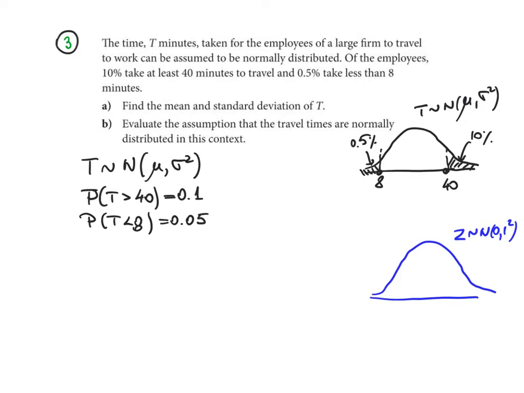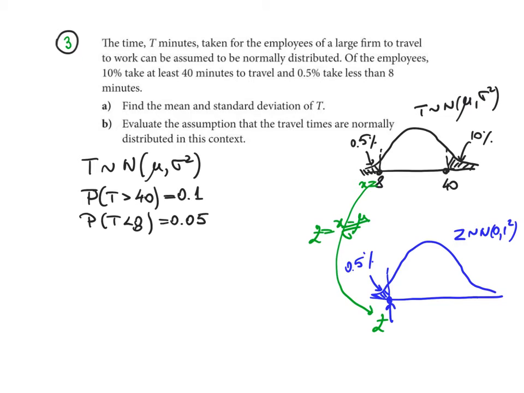So how do I relate to the standard normal distribution? I know that the area is preserved. So if I have here 0.5%, I can find the point here. And I know that these 2 points will be related, if this one is z and this one is x, by the formula z equals x minus mu over sigma. So that will give me an equation in mu and sigma. And that's what I'm going to do for the next point.